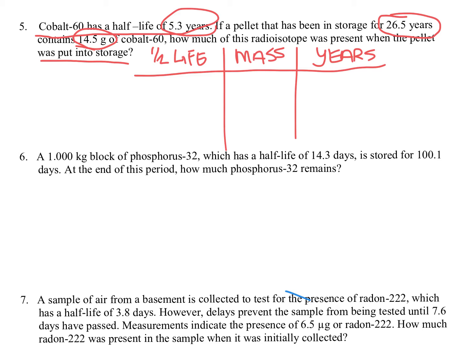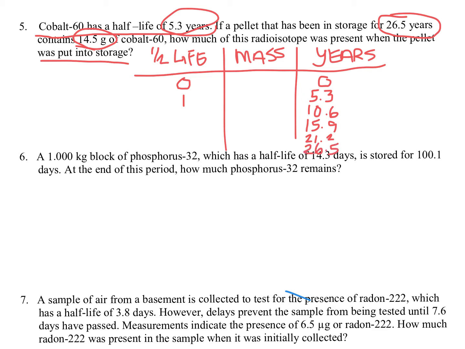All right, what do I know first of all? Well, I know that when no half-lives have gone by, no years have gone by. I do know that after one half-life has gone by, 5.3 years have gone by. Now, if the half-life is every 5.3 years, I can just add 5.3 until I get to that 26.5. So another 5.3 years would be 10.6. Another 5.3 years would be 15.9. Another 5.3 years would be 21.2.